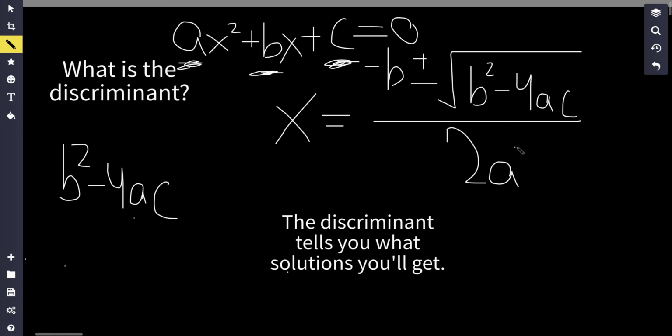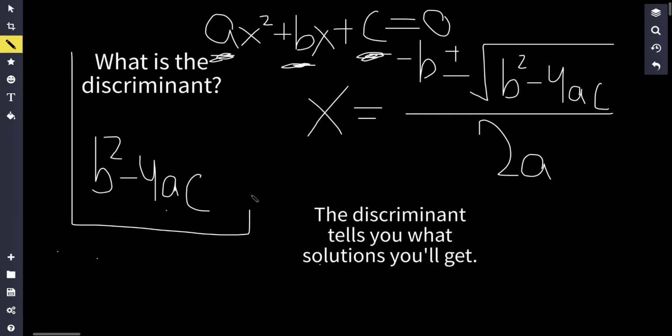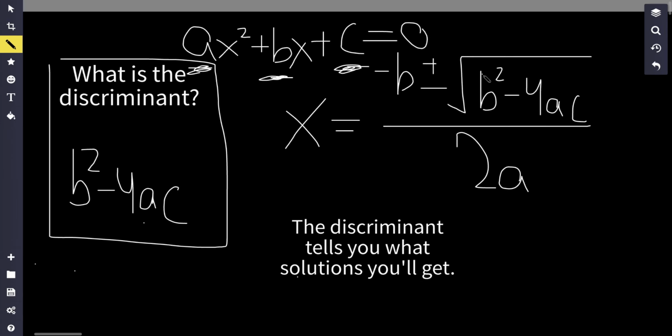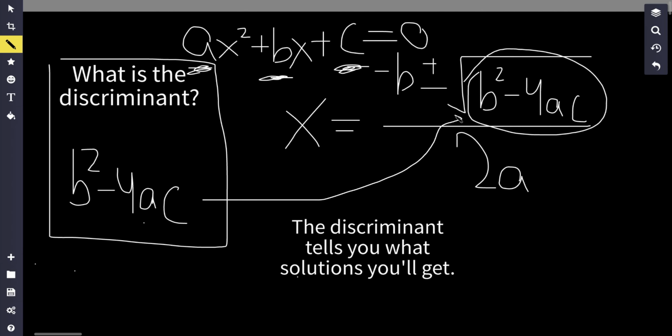Now the discriminant is this b squared minus 4ac part. And notice how the discriminant is just the thing inside of the square root for the quadratic formula. So if you notice the quadratic formula, it has the plus or minus square root of b squared minus 4ac. Well, the discriminant is just this b squared minus 4ac. It's just the stuff inside the square root for the quadratic formula. And the discriminant tells you what type of solutions you'll get from this quadratic equation.